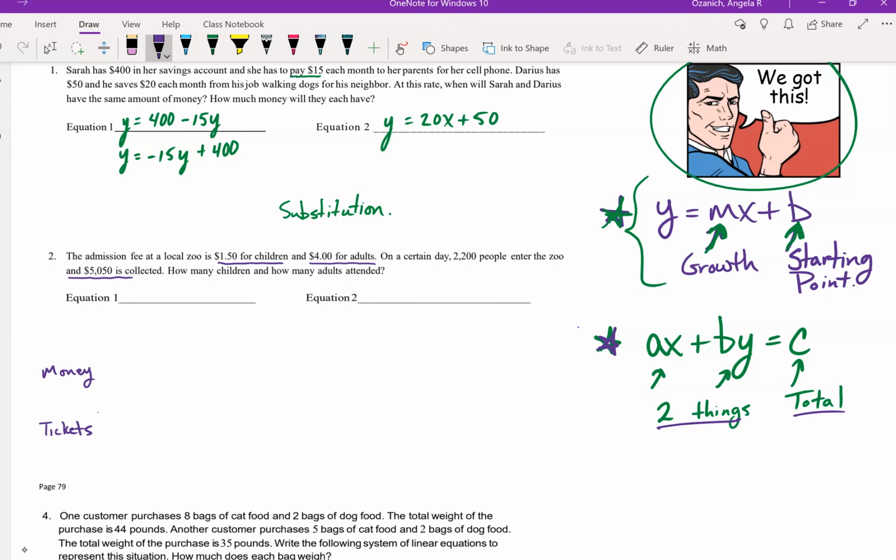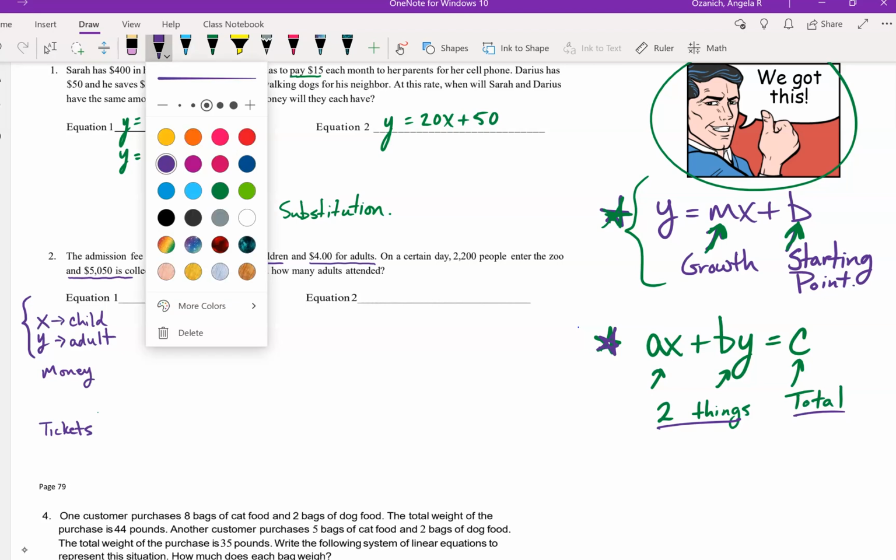So let's go ahead and make X represent our children's ticket and Y represent our adult ticket. And let's develop a couple of equations here. Really important to define our variables. The more you guys can do that, I think the easier it'll make it for you as you proceed. All right, here we go.